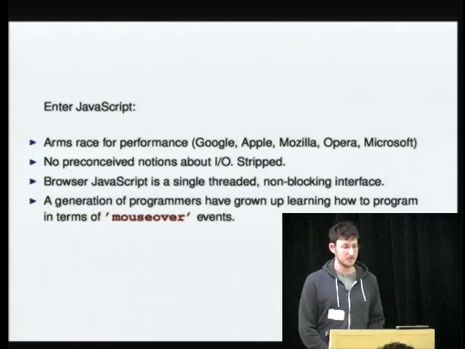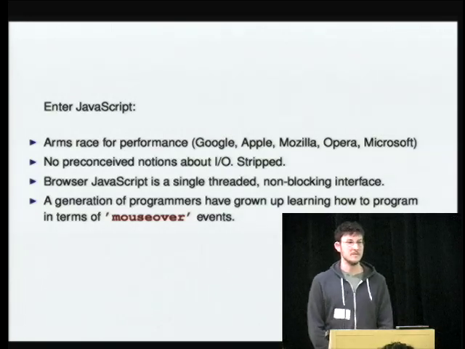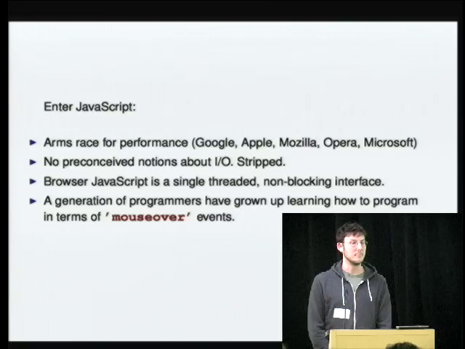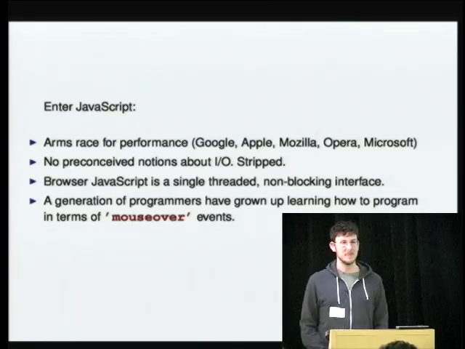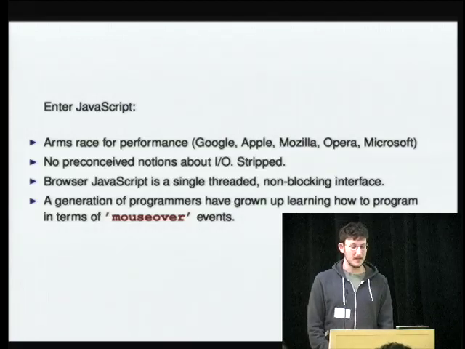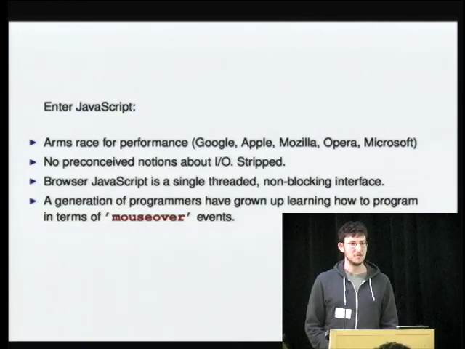So enter JavaScript. In the last year or 2 years or so, it's become clear that there's an arms race among companies like you guys and other guys for making these JavaScript virtual machines very fast, which is great. V8 is released BSD licensed. So it's an appropriate language in terms of performance to use.